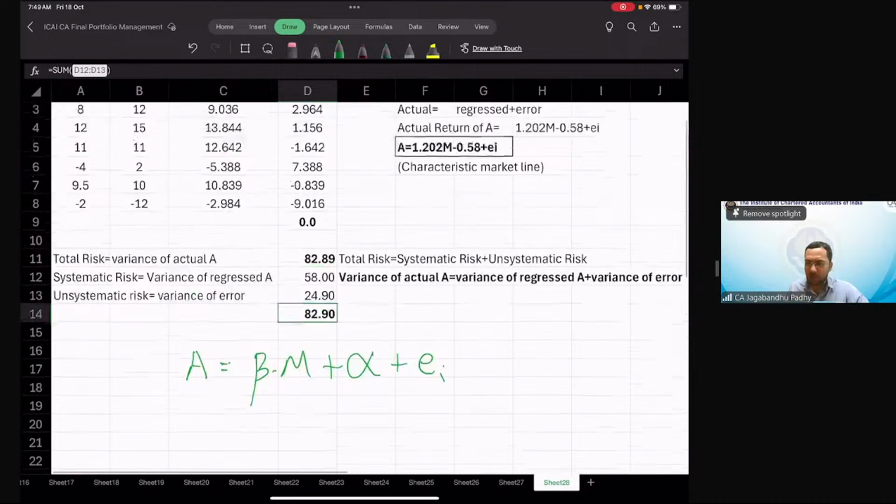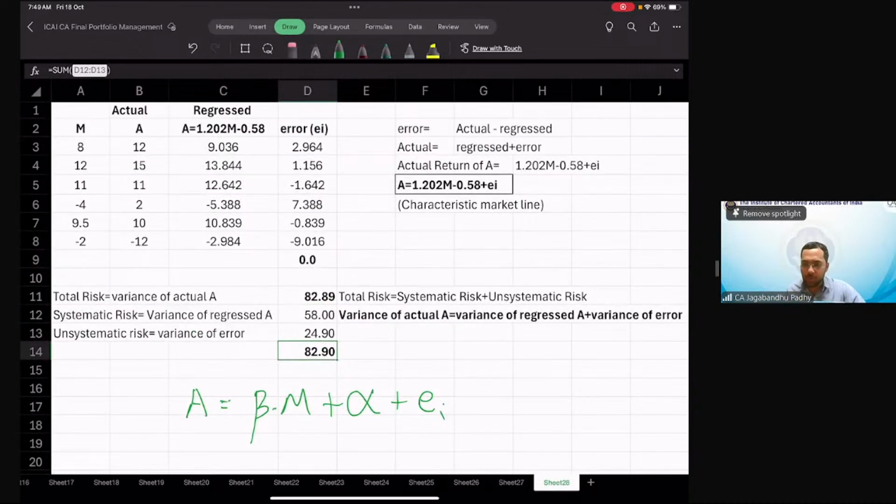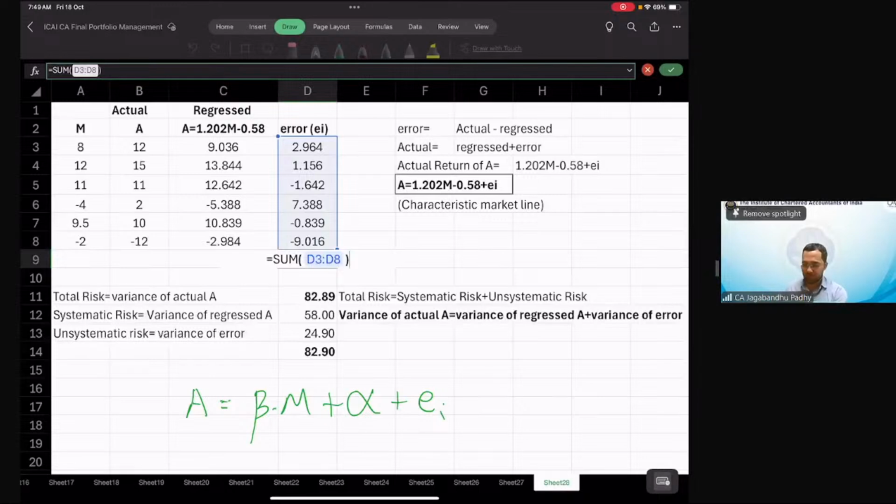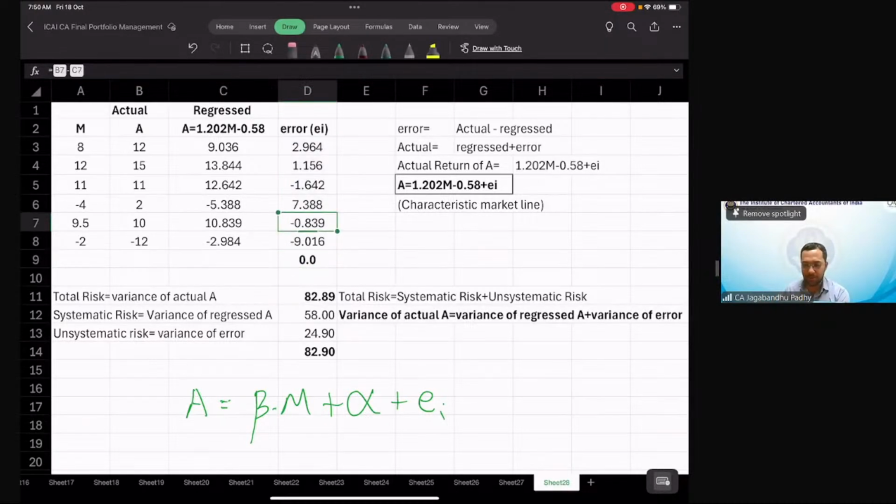Now, the variance of error is 0. No, variance is not 0. The total of the error term is 0, but there is definitely a variance. You say that variance is 0 if all the values are equal. The values are not equal, they are changing over here, right? So there will of course be variance. The total of error is going to be 0. That is what I mean. Got it, Mamta?